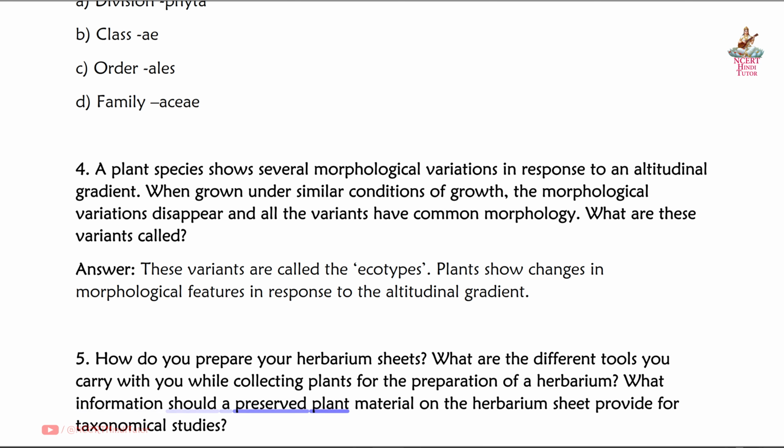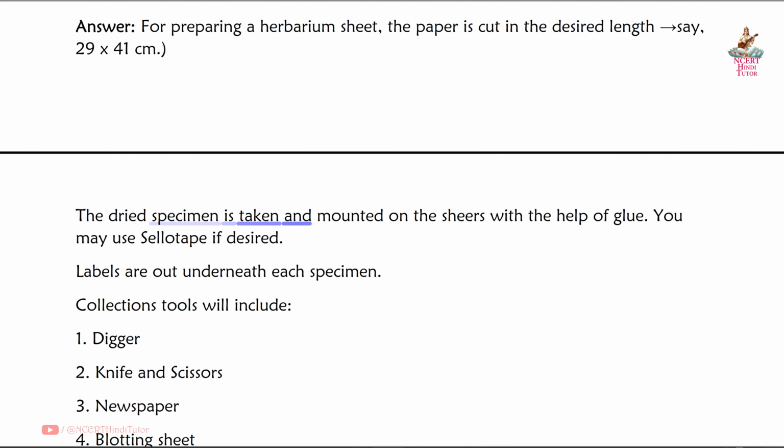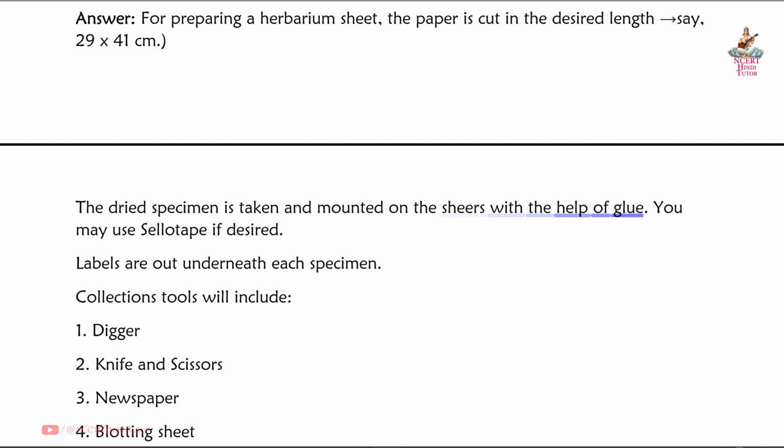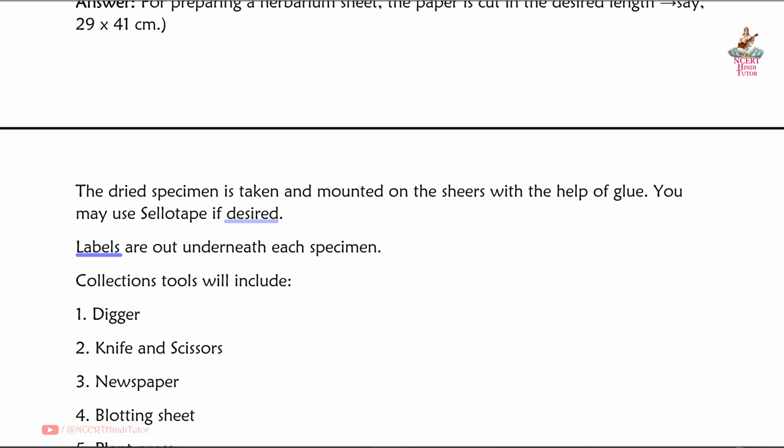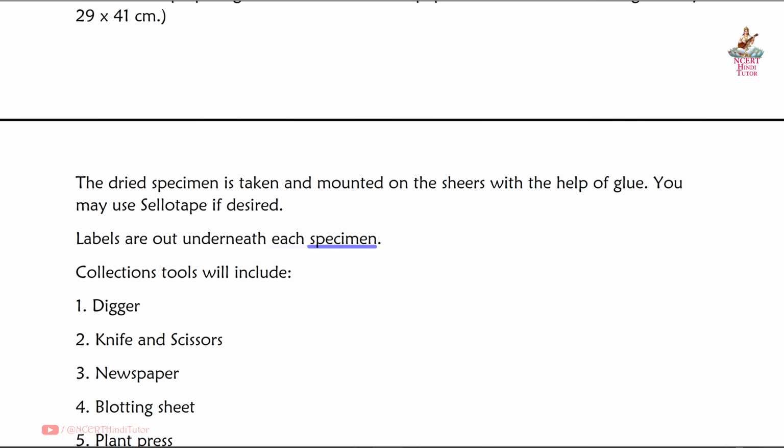Answer: for preparing a herbarium sheet, the paper is cut in the desired length, say 29 x 41 cm. The dried specimen is taken and mounted on the sheets with the help of glue. You may use sellotape if desired. Labels are put underneath each specimen.